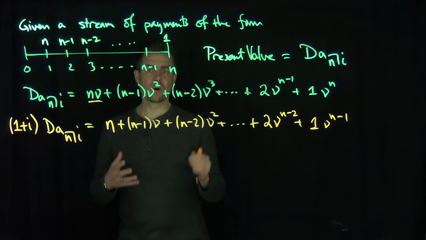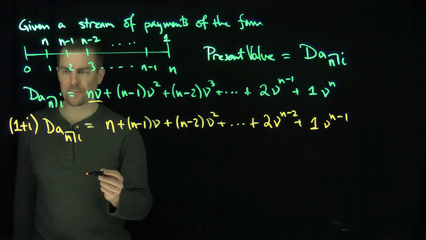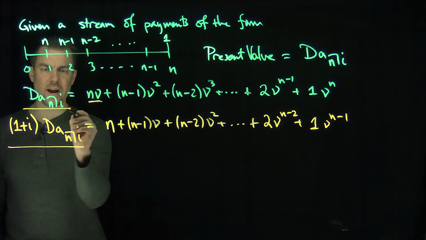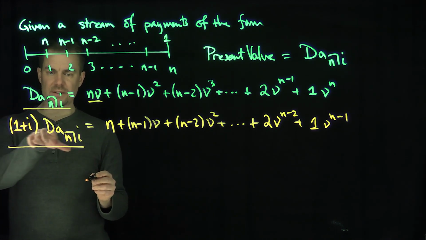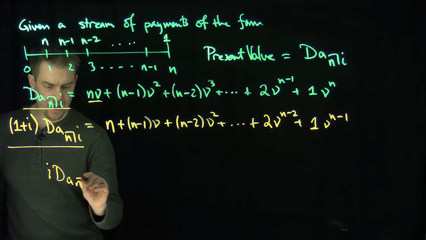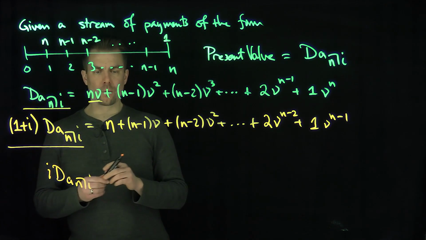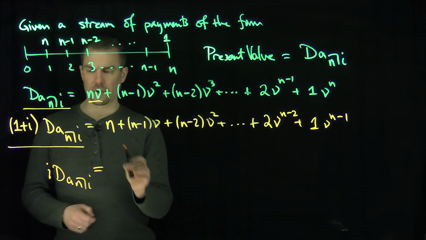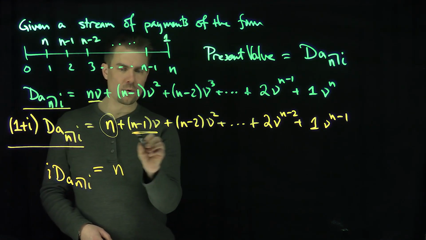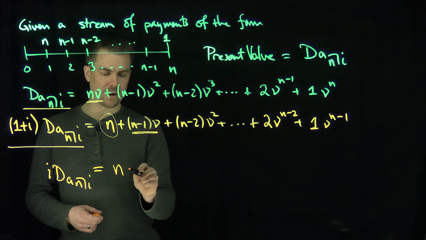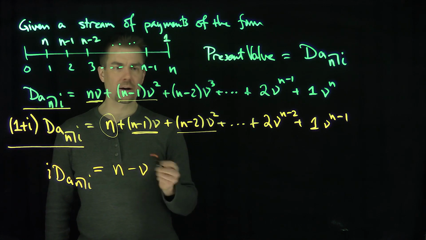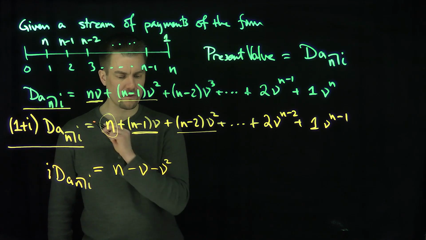Now I'm going to take these two representations and subtract them. If I take (1 plus i)(Da)_n and subtract off (Da)_n, I'll be left with just i (Da)_n. So what will be left over? There's nothing to subtract off the n, so I'm going to have an n. Then I'm going to have nu times (n minus 1) minus this thing, so I'll get a cumulative factor of negative nu from that procedure. If I do this minus this over here, I'll get a cumulative factor of negative nu squared.